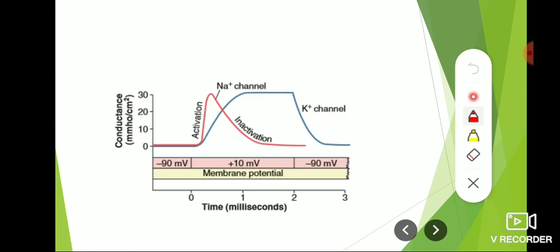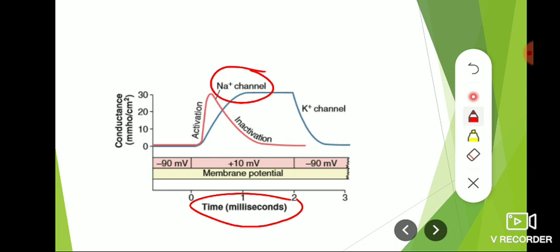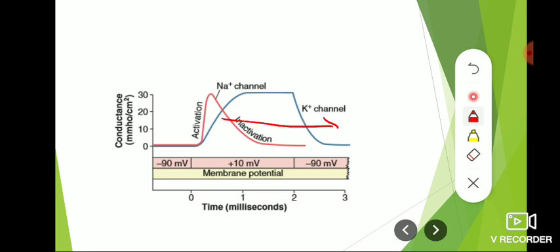So here in this diagram we have seen time in milliseconds, and you can see activation of sodium channels. Here you can see they are activated, and after that they get deactivated. But the potassium channels are slow to activate. See the difference: sodium is very fast, potassium is like this, and it is taking this much time to close. Okay, so this is regarding sodium and potassium.